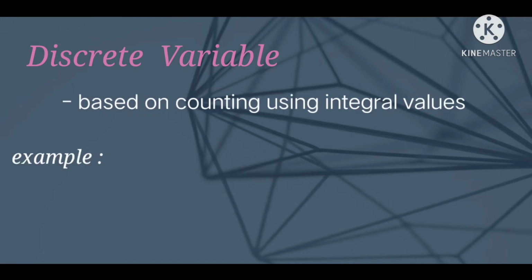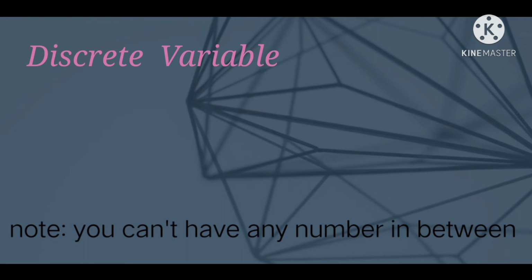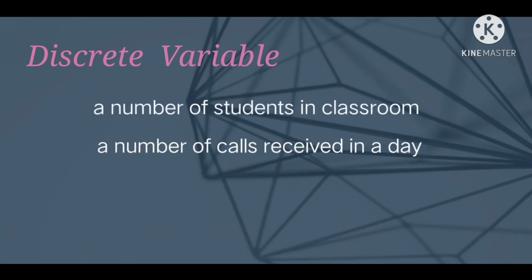For example, there are 8 dogs in bed. That is a discrete number. You can have 8 dogs, but you cannot have 8.5 dogs. That's not possible. So when we're counting, let's say, animals or objects, it's based on whole numbers or zero as well, but you can't have any number in between. Another example of a discrete variable can be the number of students in a classroom or the number of calls received in a day, and others. Those are discrete variables.